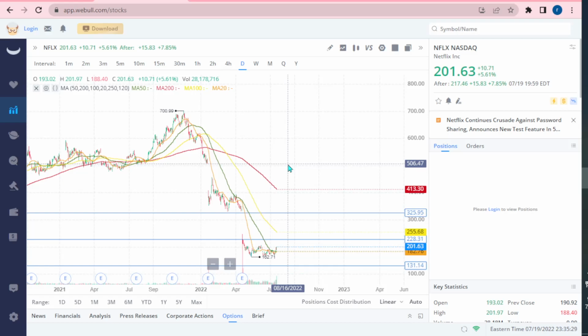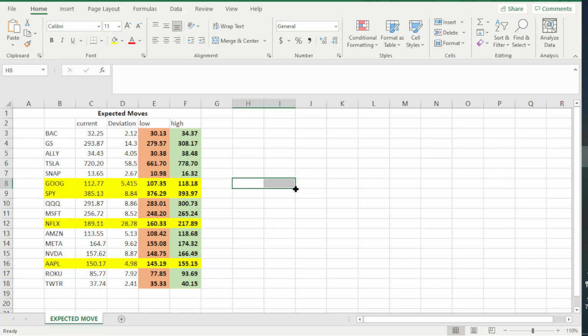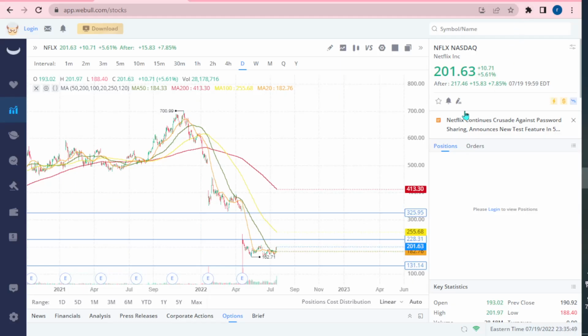I lied. So here's where I say I told you so. This is what I wanted to talk about, the expected move. I did talk about the expected move the other day when I made that Netflix recap video. And if we're looking at Netflix, well, look at the expected move. Look at the high. The high was 217.89. Look where we are right now. We're basically at the high of the expected move.